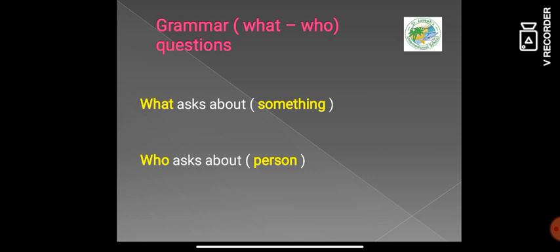Something doesn't have a soul or doesn't have a mind, like animals, things like cat, dog, fan, table, dress, scarf, school, classroom, bag, pencil case, ruler. All of these things are either animals or something that we can use. So to ask about these somethings or objects, we use the word what. W-H-A-T.